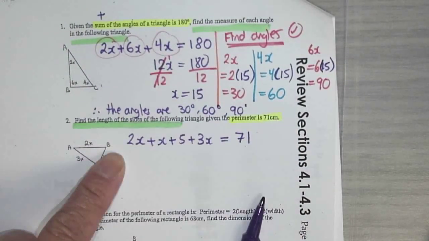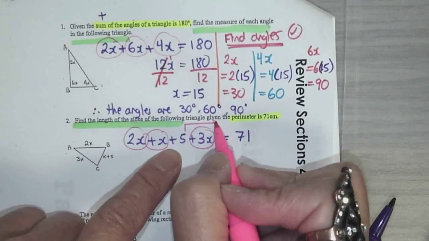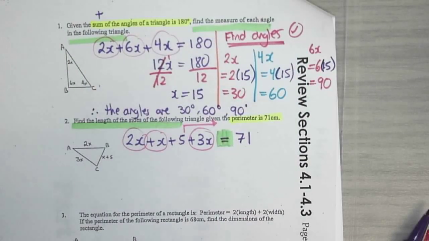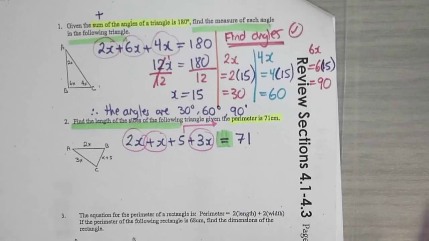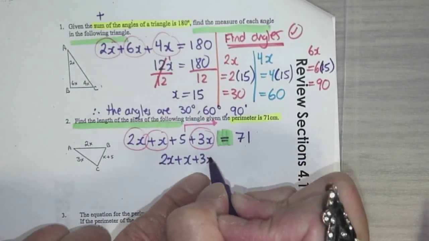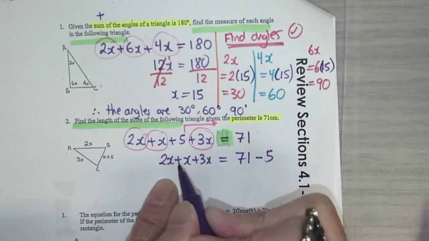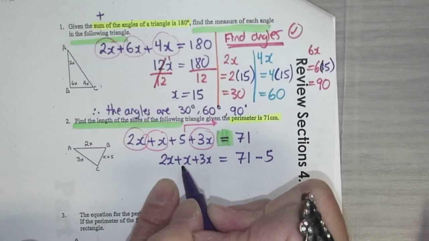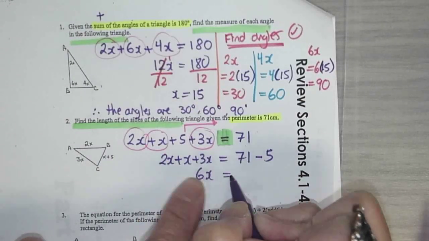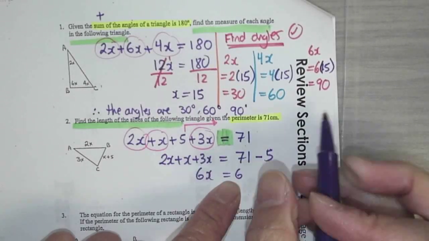Okay, so you're going to keep all of your terms with the variable on one side, and then move this one across the barrier. And this is my barrier. You don't have to highlight it, but for your notes, I'm trying to show you my thinking. So you leave the 2x plus x plus 3x on this side, and we go 71 minus 5. 2x plus an invisible 1, remember there's 1, so 2 plus 1 is 3, plus 3 is 6x. And so 71 minus 5 would be 66.